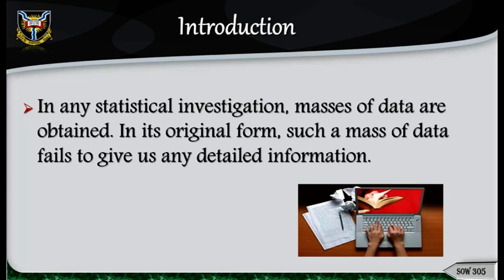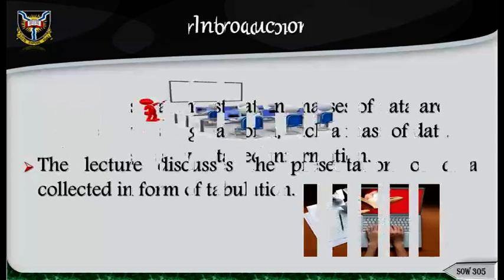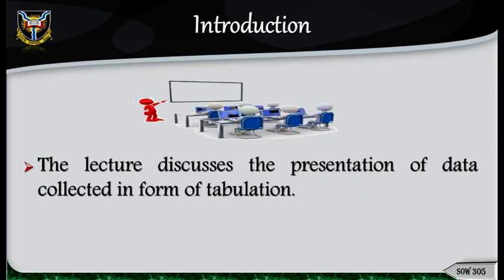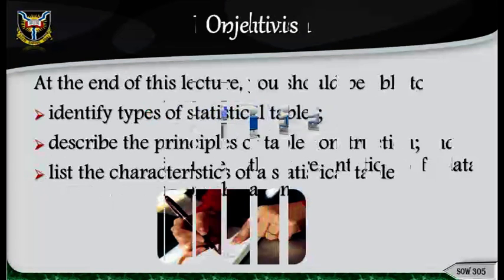Therefore, the purpose of tabulation is to condense and therefore facilitate comparison of data. Tabulation is the first kind of elementary summary work in statistical investigation. The lecture discusses the presentation of data collected in the form of tabulation.